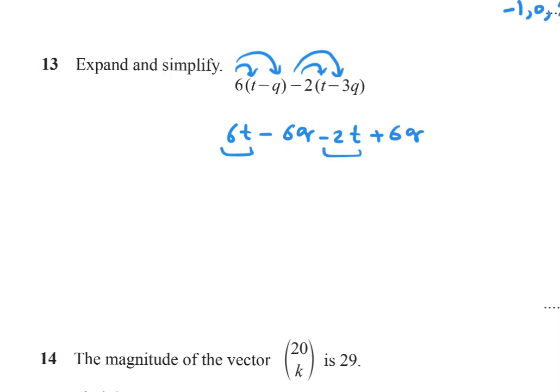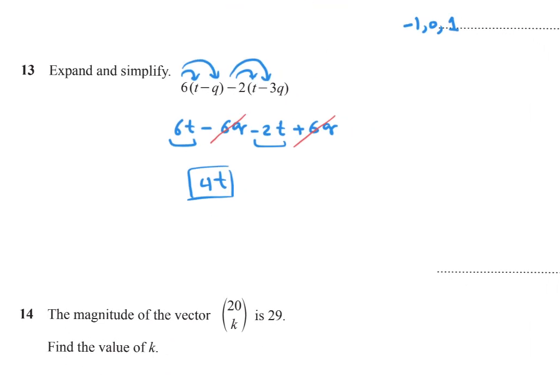6t and minus 2t gives 4t. And negative 6q and positive 6q cancel out. So 4t. So the answer is 4t.